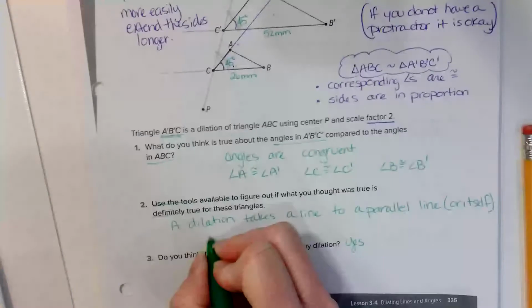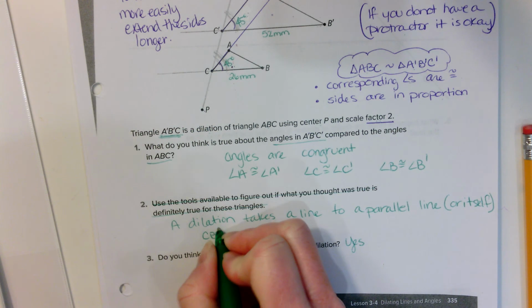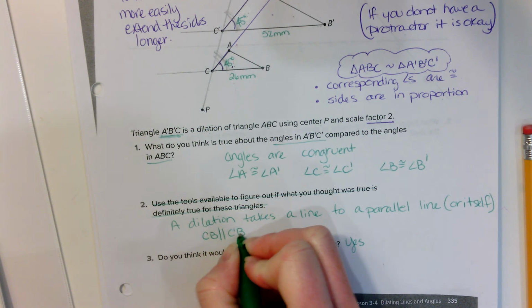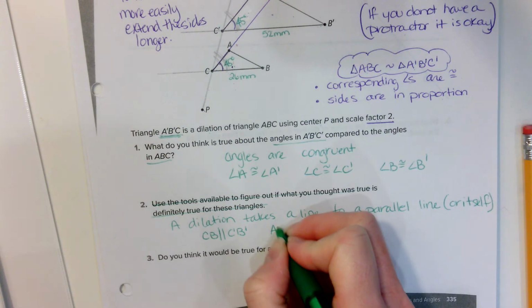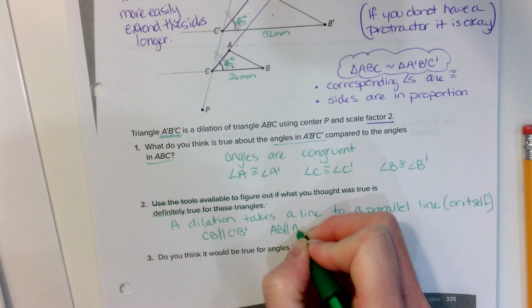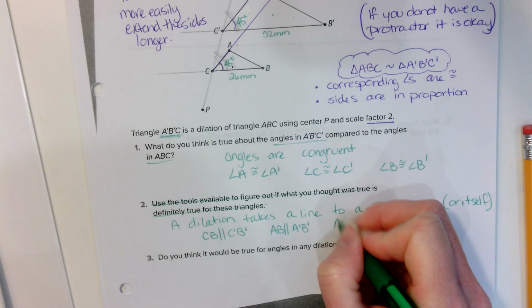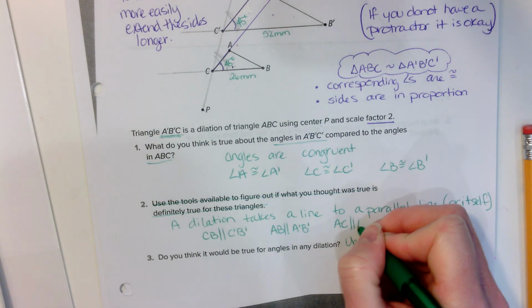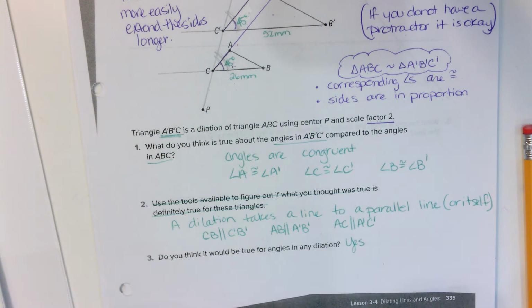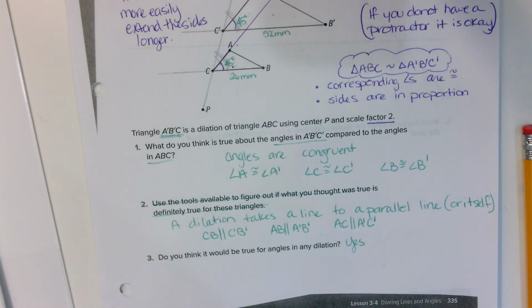So in this picture, I know that CB is parallel to C prime B prime. I know that AB is parallel to A prime B prime. And I also know that AC is parallel to A prime C prime. So a dilation takes a line to a parallel line or itself, and we'll look at that later.